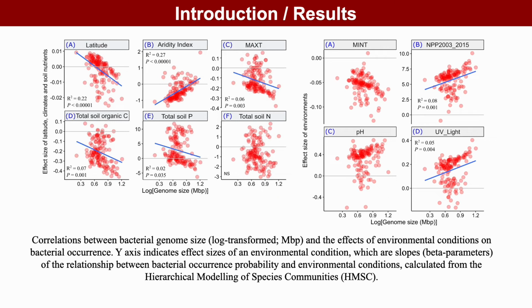Importantly, we found that bacterial genome size significantly correlated with aridity, in that bacteria with small genomes exhibited positive responses to increasing aridity, while bacterial genera with large genomes tend not to exhibit any responses. This trend of bacterial selection with small genomes was consistent across different taxonomy.